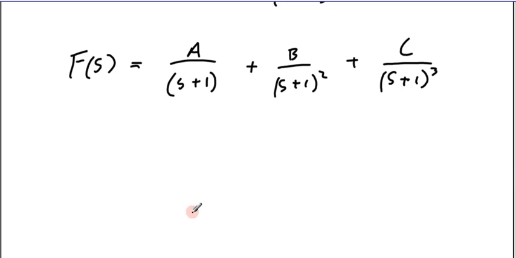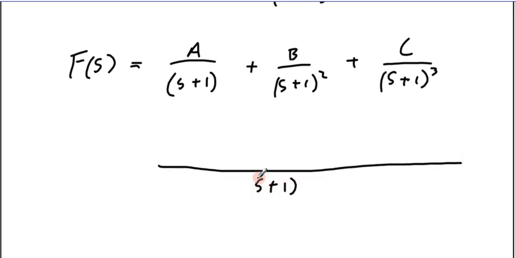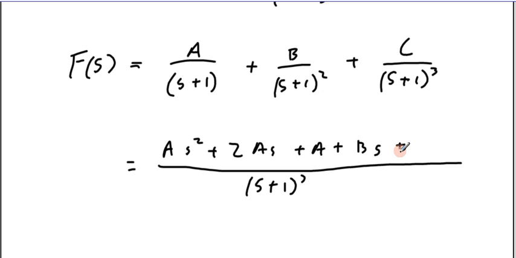Okay, I get my common denominator, which is s plus 1 cubed, and I find my numerator is going to be a s squared plus 2 a s plus a plus b s plus b plus c. And that's going to equal s minus 1 over s plus 1, the quantity cubed.